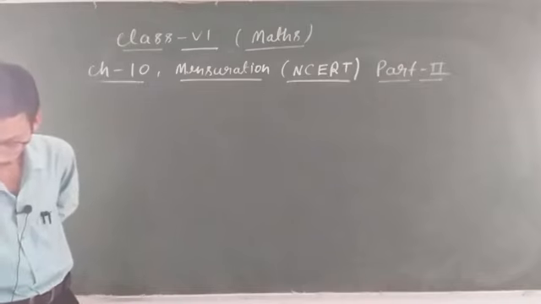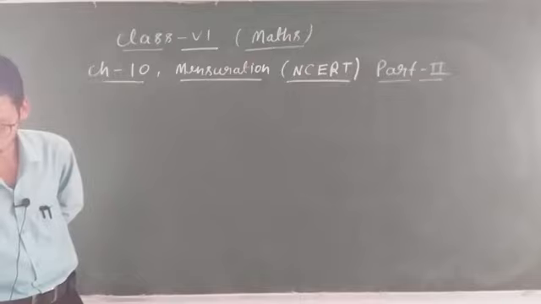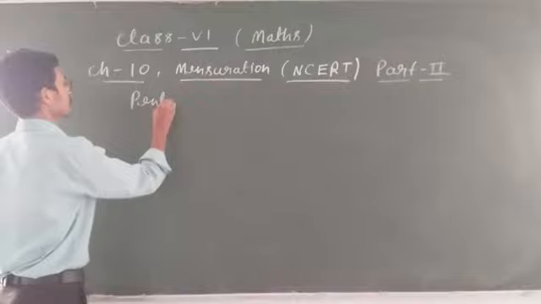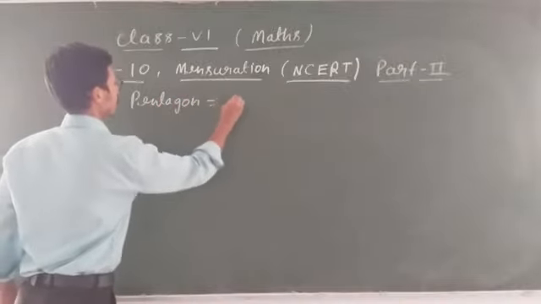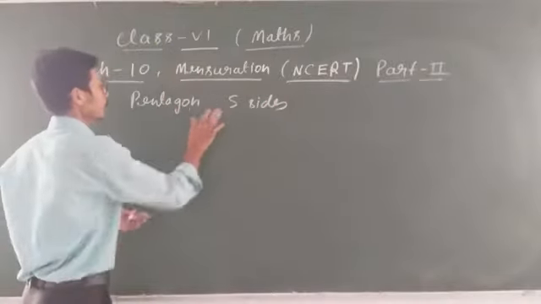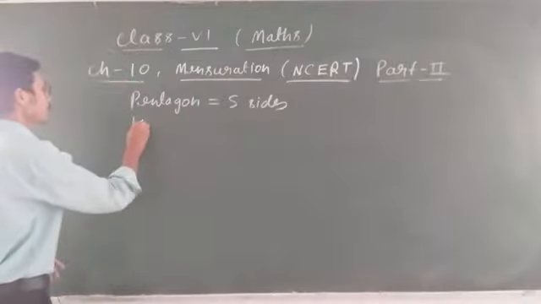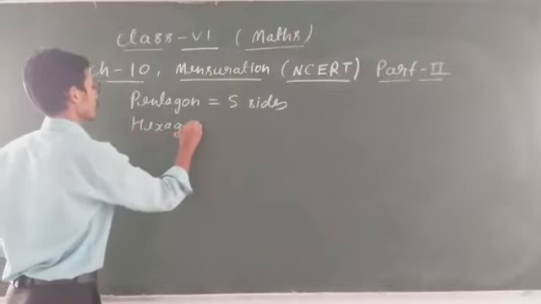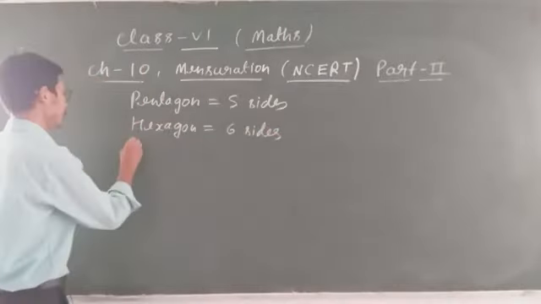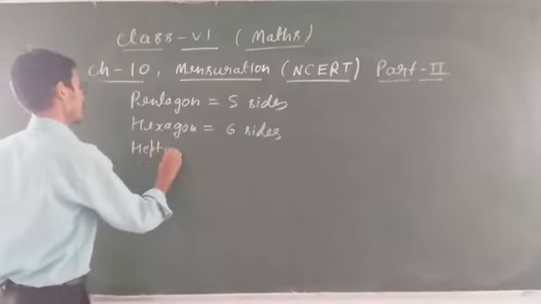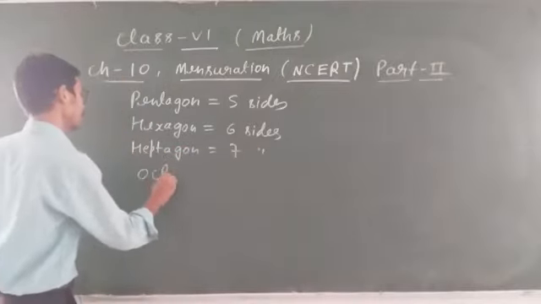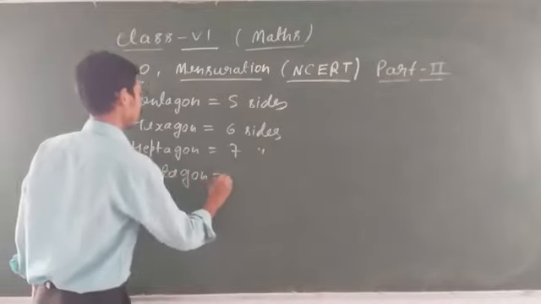Okay, now question number 8. Find the perimeter of a regular hexagon with each side measuring 8 meter. Now you know what is the meaning of pentagon. Pentagon, student, means 5 sides. You know that very well. Pentagon means 5 sides. Hexagon means 6 sides. Clear? Same, heptagon means 7 sides. Octagon is equal to what? 8 sides.